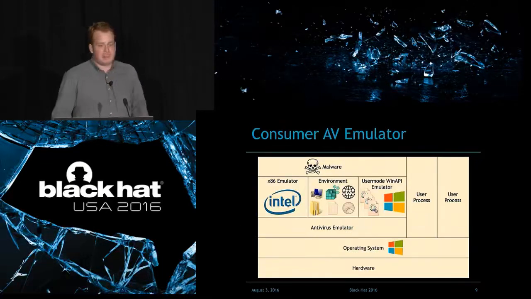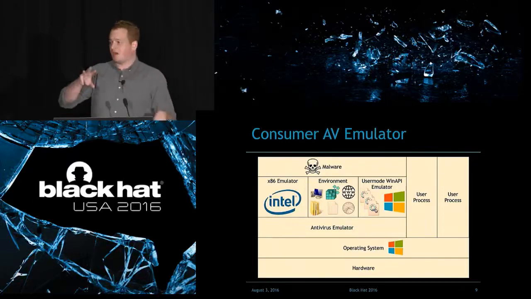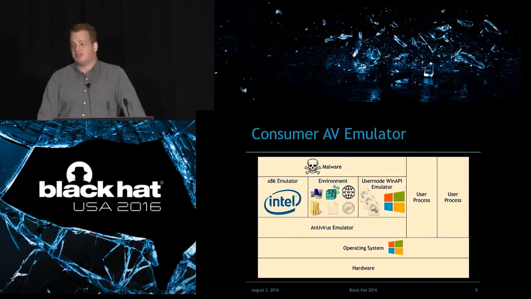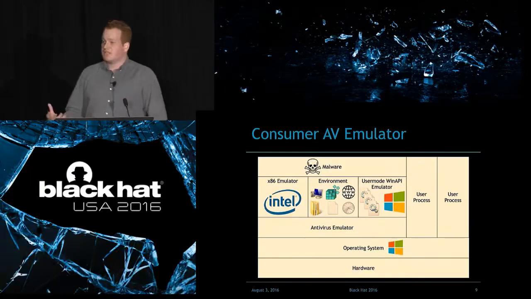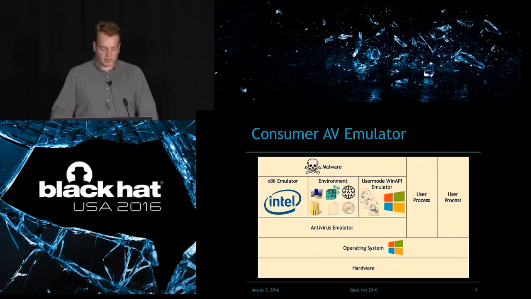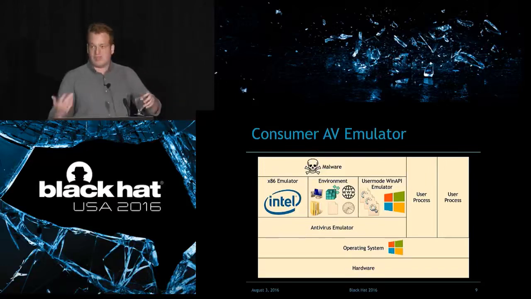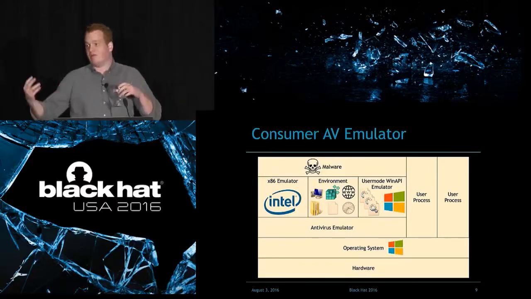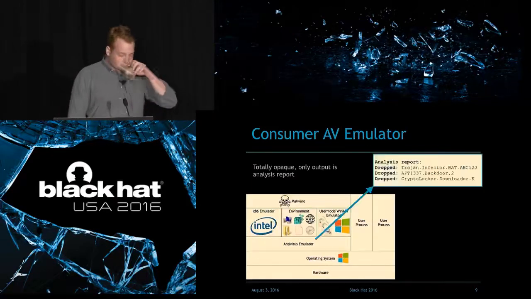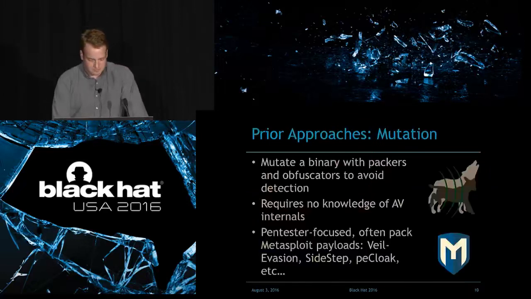Consumer AV is different in that it's designed like this. You basically have on one side an x86 emulator, an emulated environment, and then also a user mode Windows API emulator, emulating some subset of the Windows API. They're just stepping through a malware binary instruction by instruction with the x86 emulator, and emulating certain Windows API calls when they happen. And then they have this fake environment: when your malware does things like get username, they'll return a fake hard-coded username. And all they give is an analysis report that just says what malware they found.